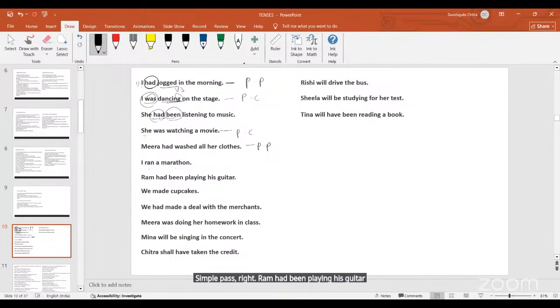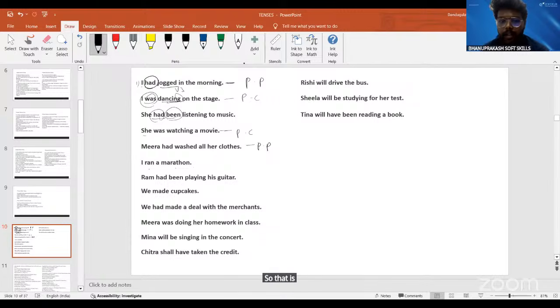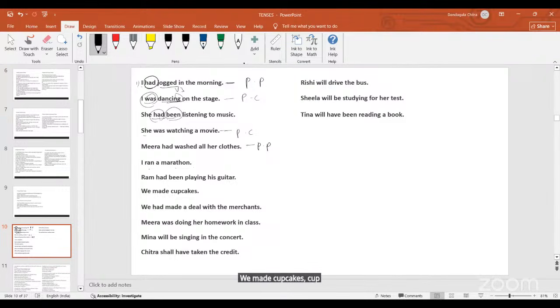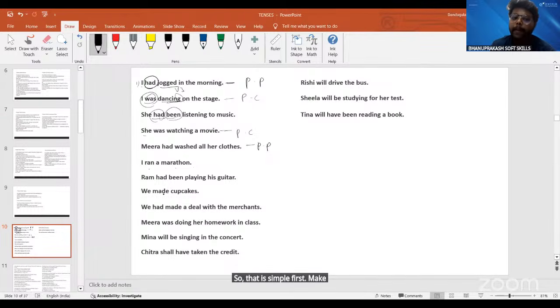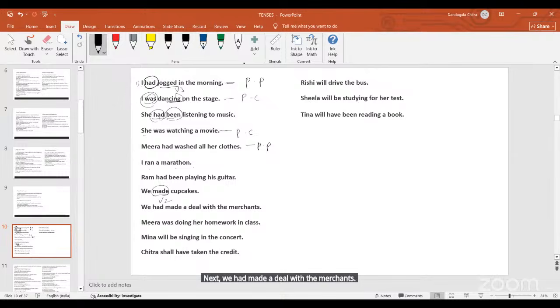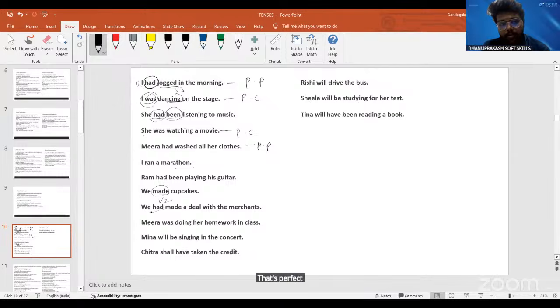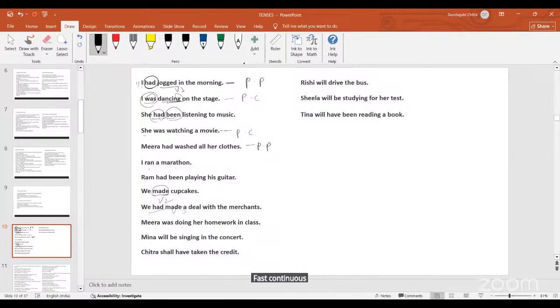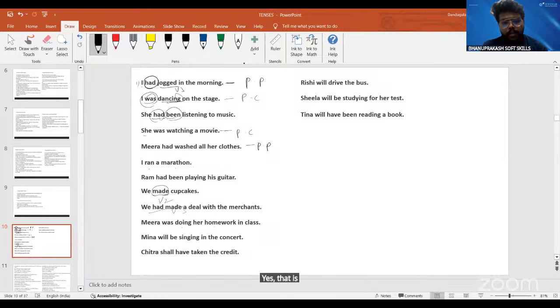Ram had been playing his guitar. Past perfect continuous. We made cupcakes. Simple past. Make, made. So made is V2 form. Next, we had made a deal with the merchants. Past perfect. Had plus V3 form. Meera was doing her homework in class. Past continuous.